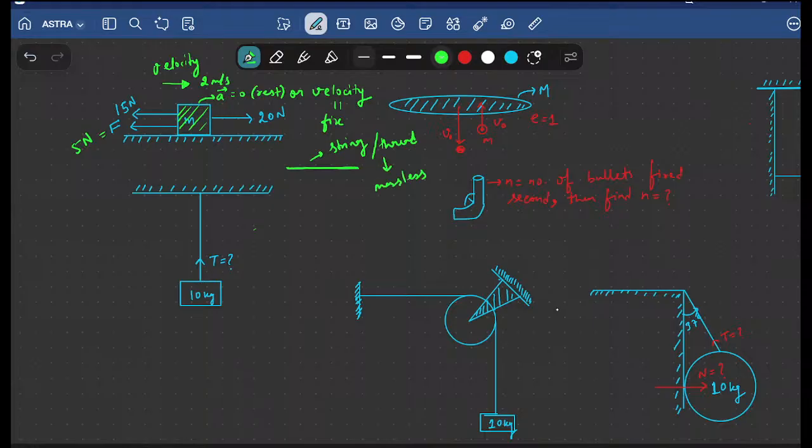Basically, massless means the mass is there, but the mass is negligible. So we neglect its mass as compared to this block, right? Suppose the mass of the thread is 10 grams and the block is 10 kg. So 10 kg means 10,000 grams. So what is the value of 10 grams in front of 10,000 grams? There is no significance, right?